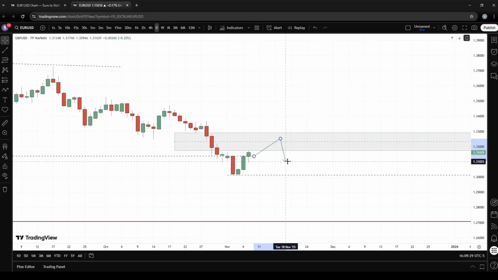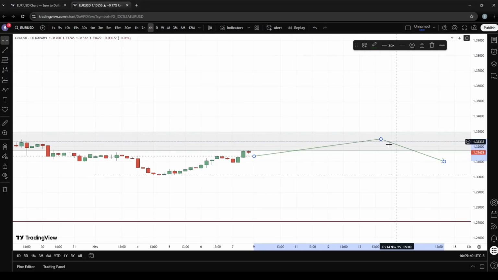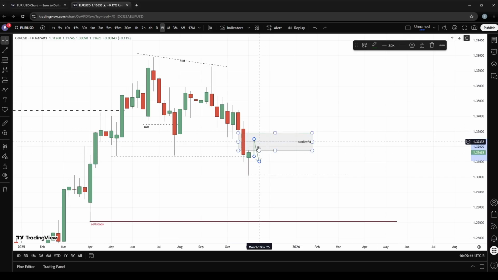You go down to the lower time frame, then a fair value gap may be formed around this place. A fair value gap may be formed on a daily time frame or in the 4-hour time frame. Okay, a fair value gap will be formed. So that fair value gap is what we are going to use and target this low and this low.